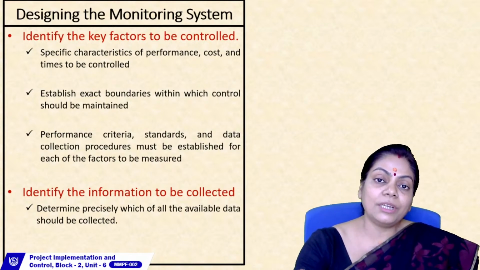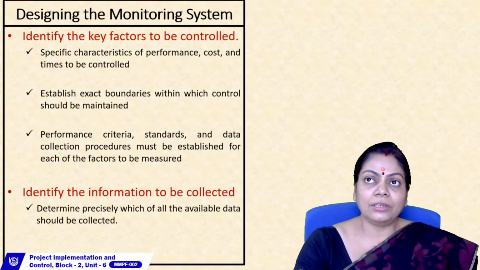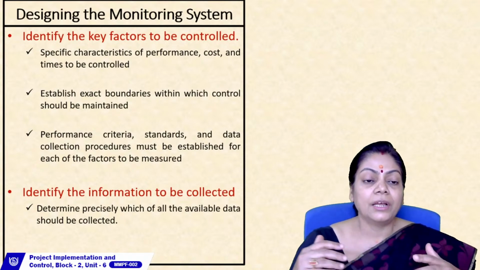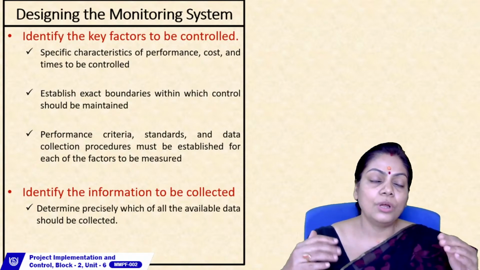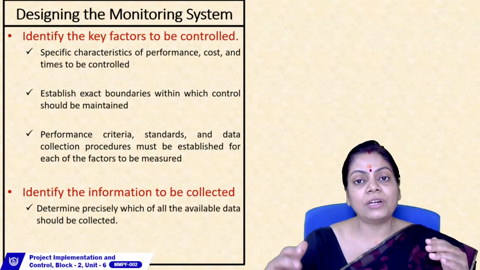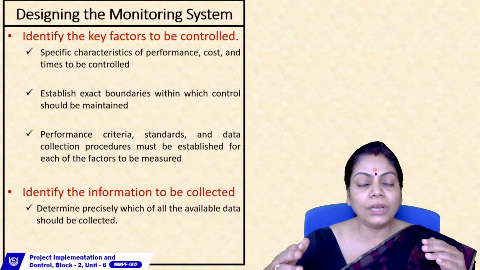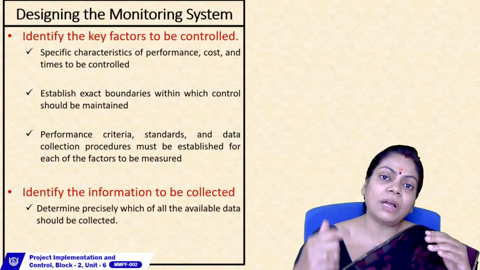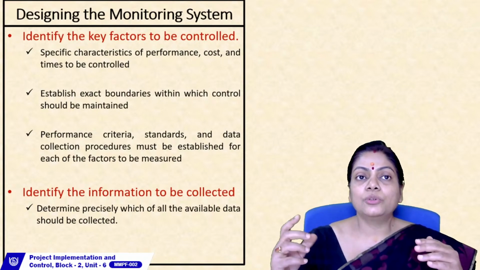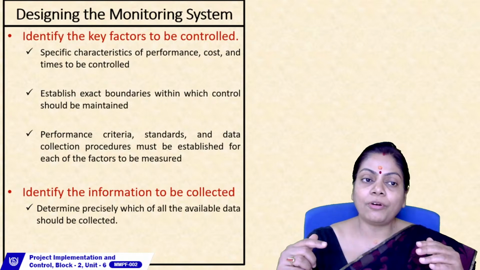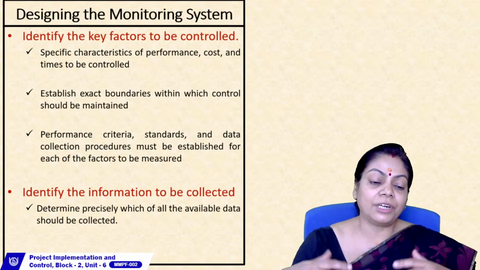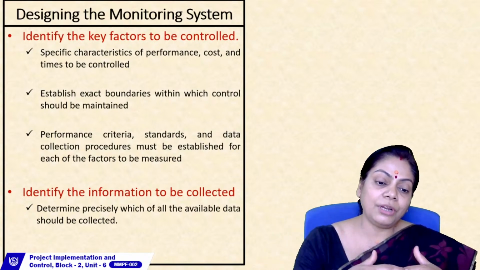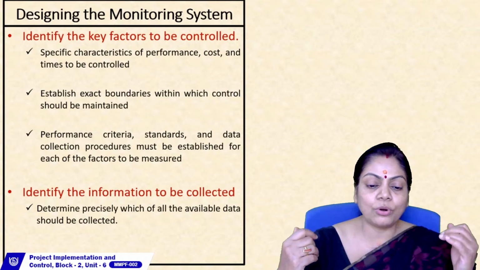And he has to then establish the exact boundaries within which the control is to be maintained. Because unless a thing deviates beyond a certain control limit, you will not intervene. Otherwise, there will always be some kind of organic variance between these things. So if you interfere too much in the name of controlling, then probably your performance will be affected. So you have to set the limits beyond which you will intervene for controlling purposes.